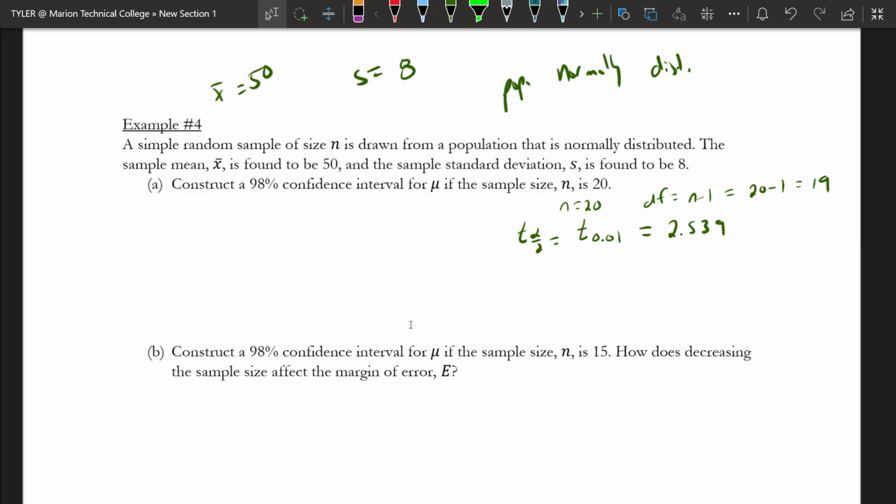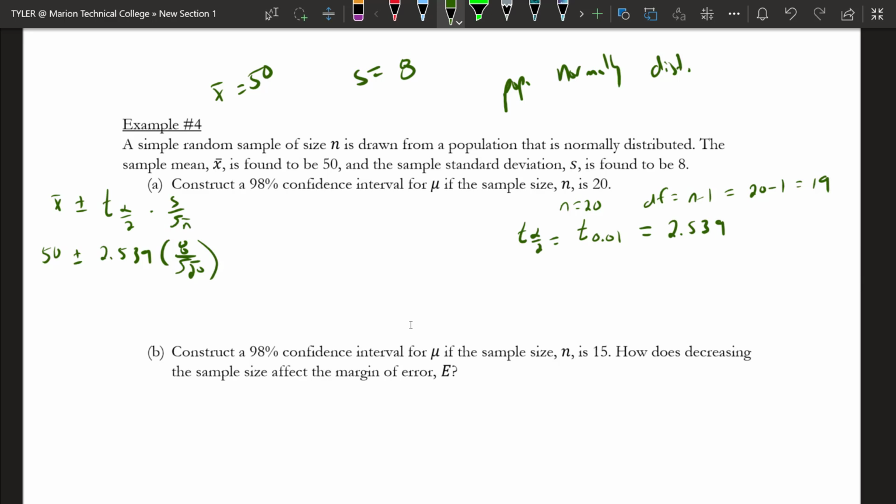Right, so to construct my confidence interval, I'm going to take x bar plus or minus t alpha divided by 2 times s divided by square root of n. Right, so I should be able to plug these values in now. So x bar is 50. My t alpha divided by 2 was 2.539. And s is 8. And n is 20, so this would be s divided by square root of 20.